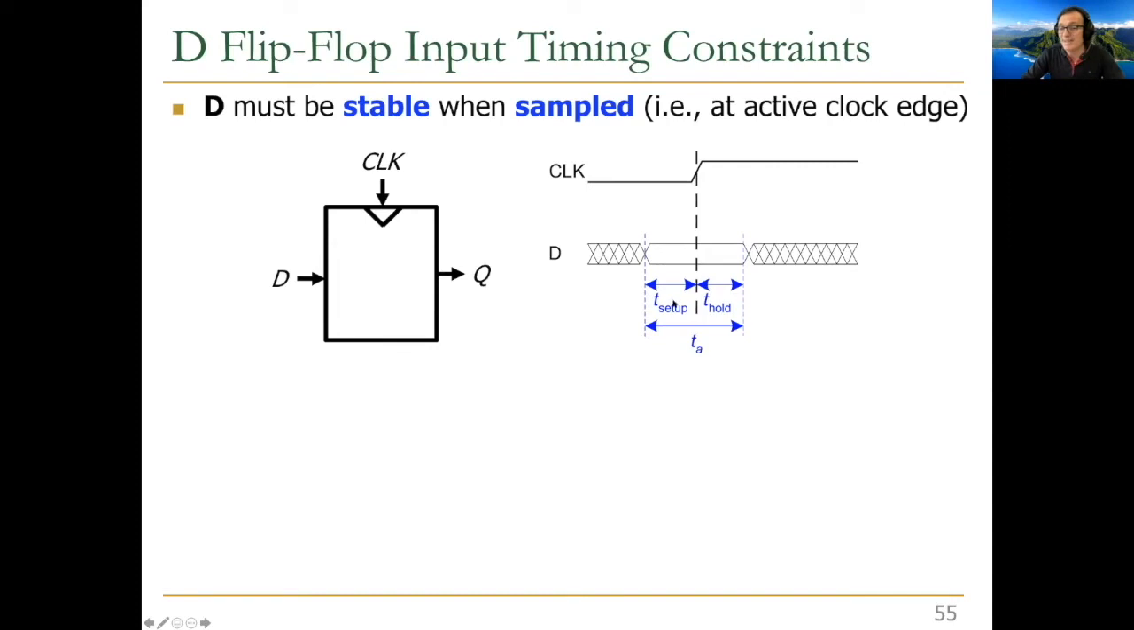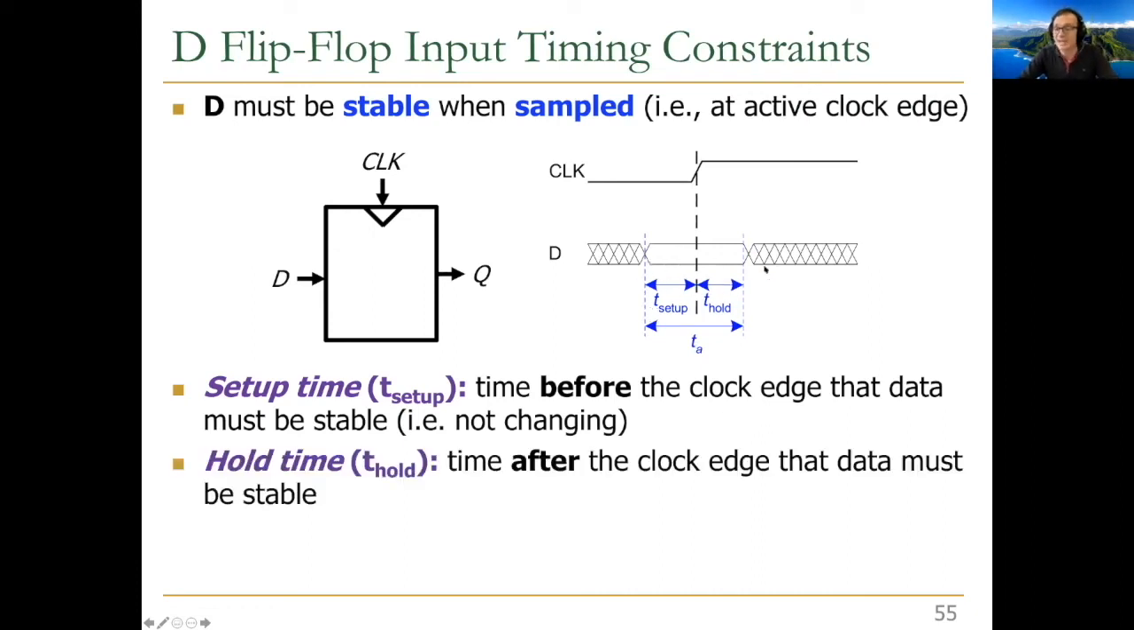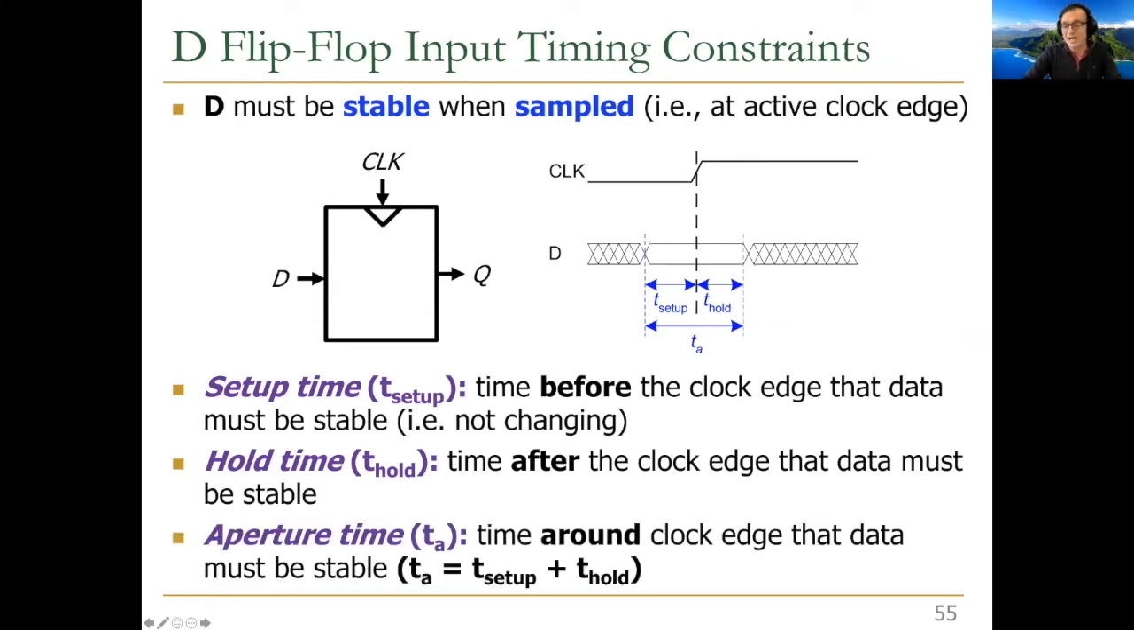So basically, you need to obey these setup and hold time constraints. Setup time is the time before the clock edge that data, or D, must be stable. Stable meaning not changing. It should stop changing at that point. Before that, it could change. But from this point until the clock edge, T setup time, it should not change. And hold time is the time after the clock edge that the data must be stable, because the internal circuitry of the flip-flop may actually be processing that data before or after, essentially. Essentially, aperture time is the time around the clock edge that the data must be stable, and aperture time is T setup plus T hold.